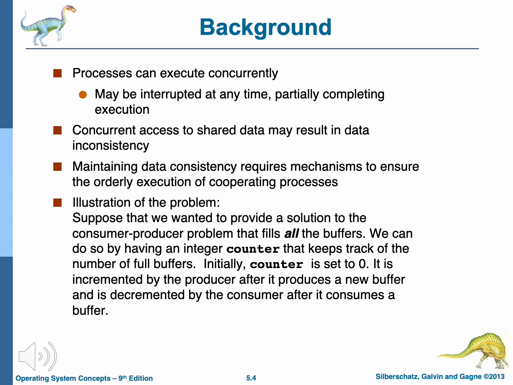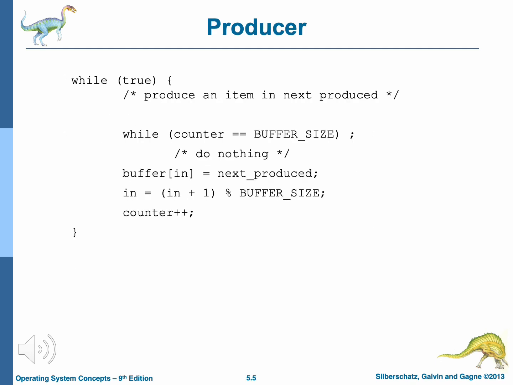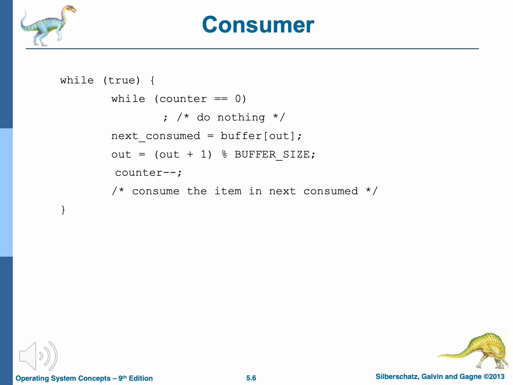One possibility is to add an integer variable counter initialized to 0. Counter is incremented every time we add a new item to the buffer and is decremented every time we remove one item from the buffer. The code for the producer process can be modified as given here. The code for the consumer process can be modified as given here.